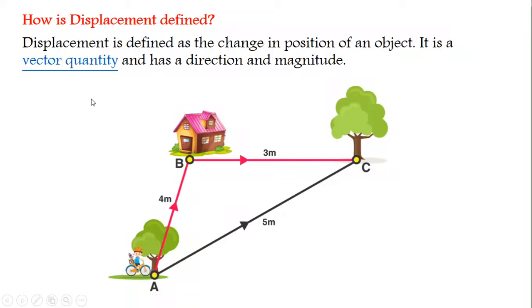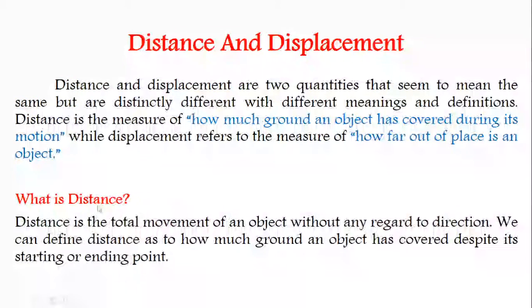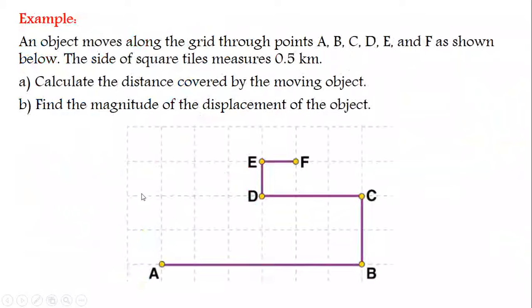Displacement is defined as the change in position of an object. It is a vector quantity, and it has direction and magnitude. Displacement is a vector quantity, and distance is a scalar quantity. Okay, the next example.